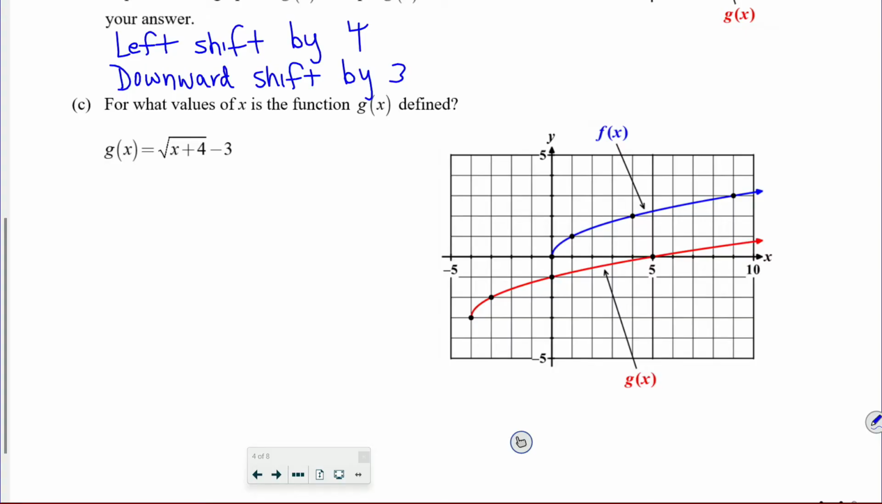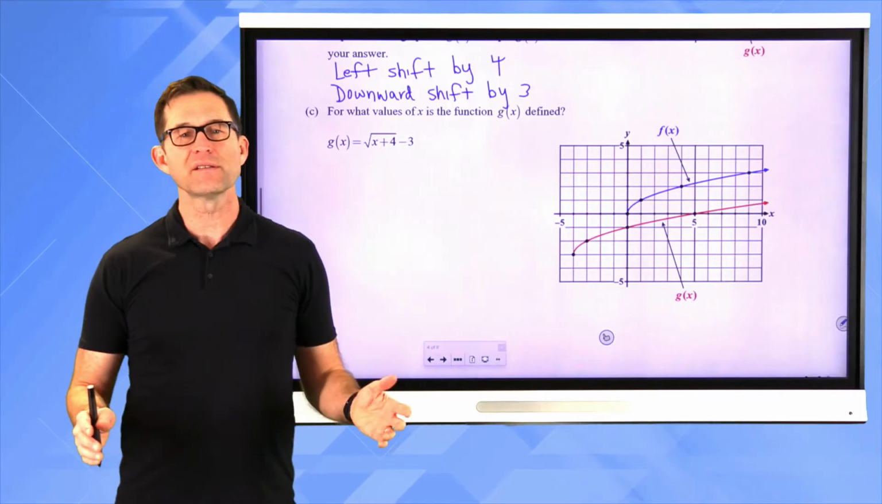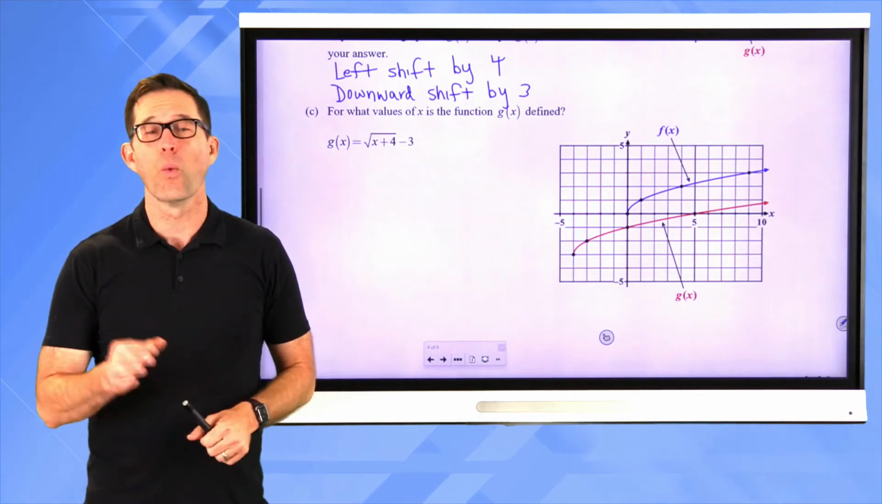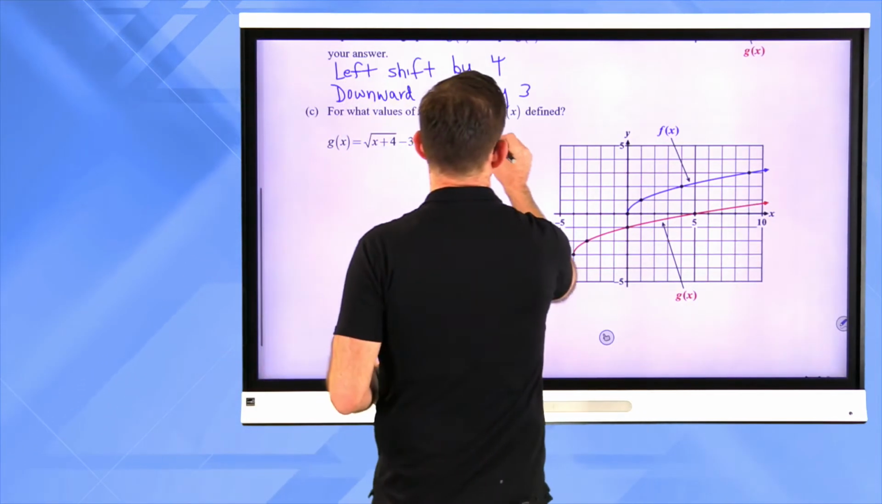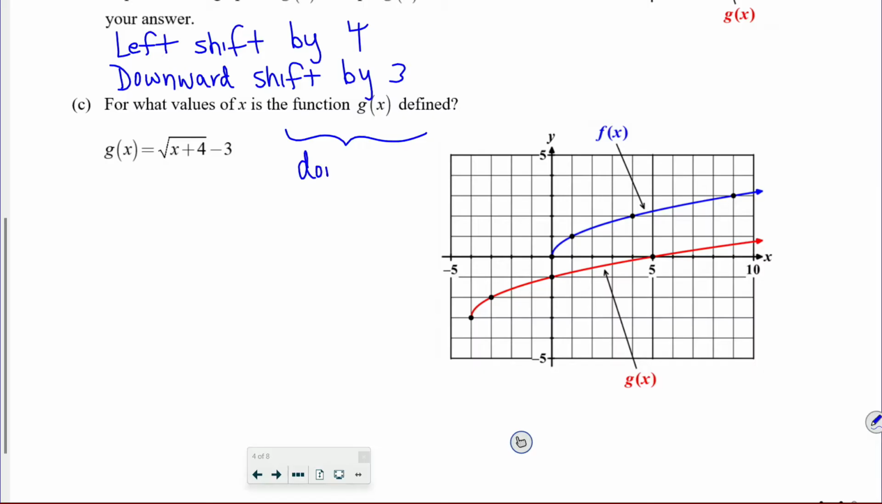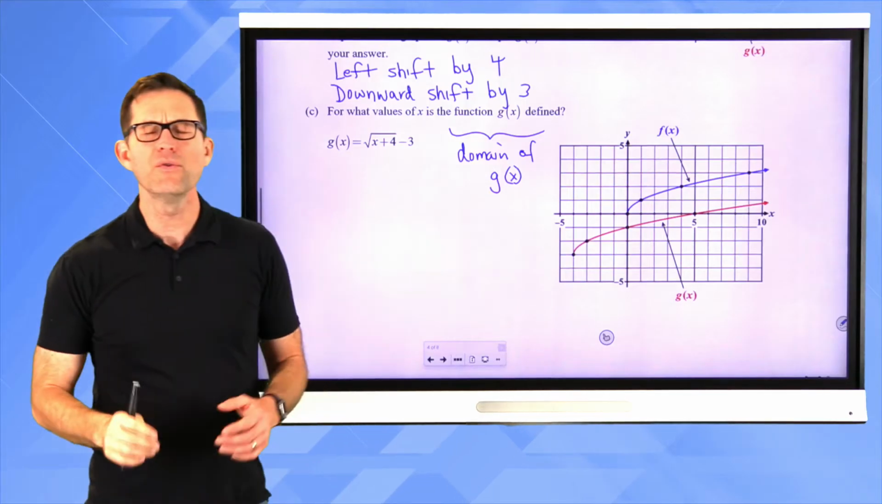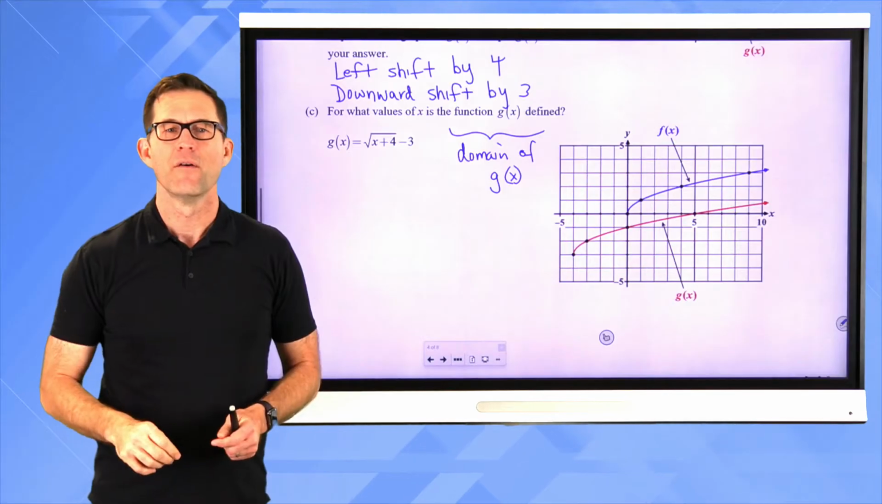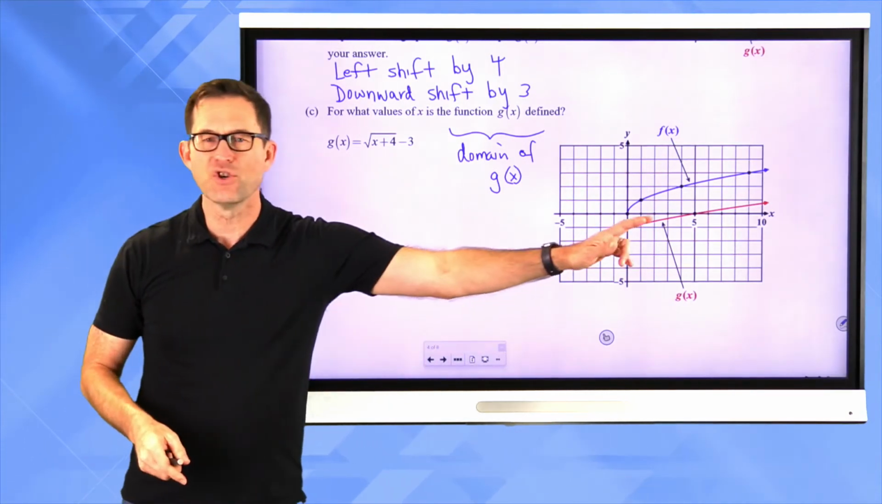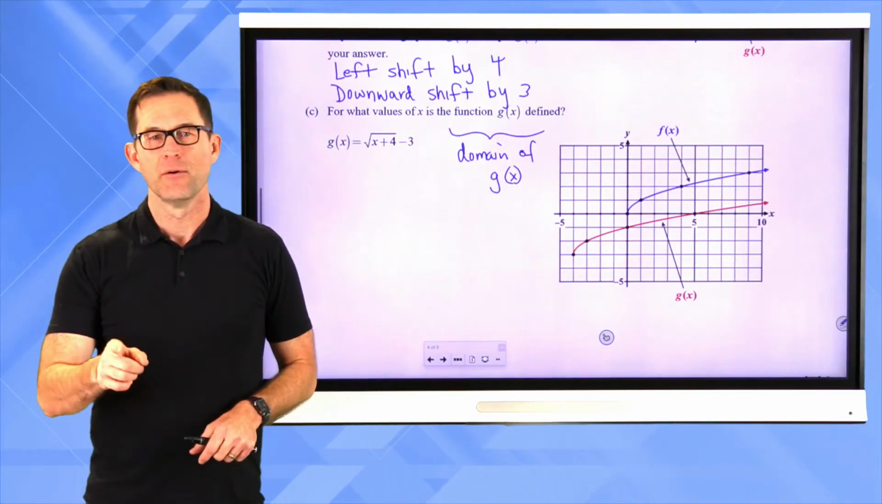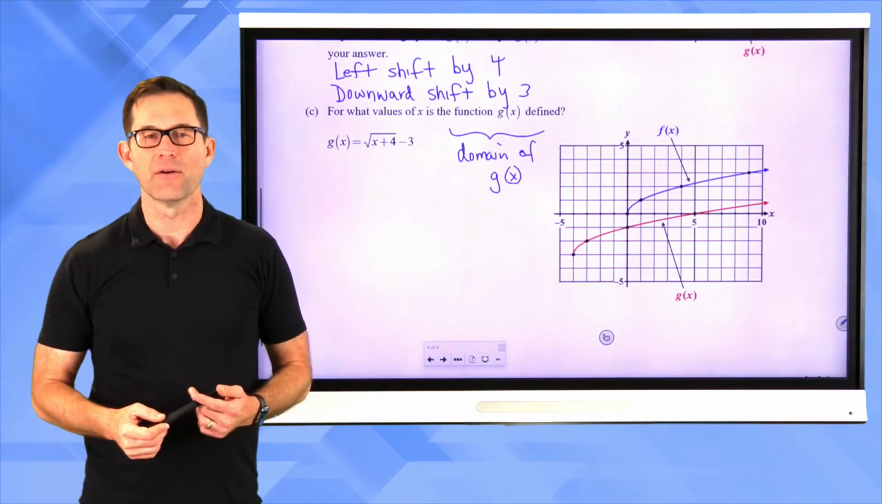Letter C. For what values of x is the function g of x defined? Now, this is basically saying the same question as what is the domain of g of x? So this is really asking for the domain of g of x. All right, well, how would you describe the values of x for which we can get a function value out for just the red curve? Pause the video now and see if you can write that down.